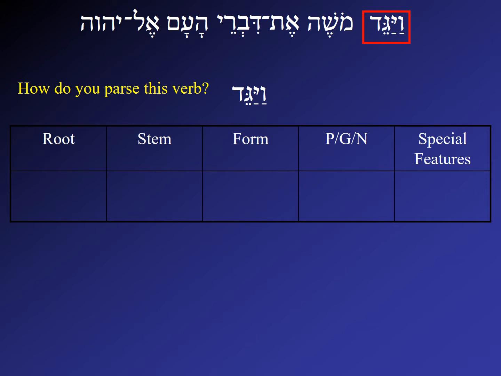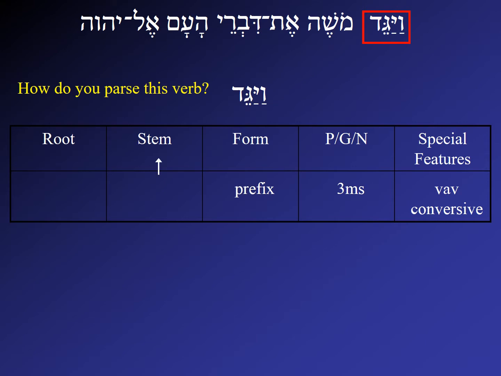So let's look at how we parse vayaged. First thing is special feature. Here we have a vav, a patach, and a doubling. So clearly we are in the realm of vav conversive. Knowing that, we know that this yod is our prefix. So we are in the prefix form. And we know that a yod prefix without a prefix complement at the end of the word is indicating third masculine singular. Now we've explained our vav and our yod, so we only have two root letters left.